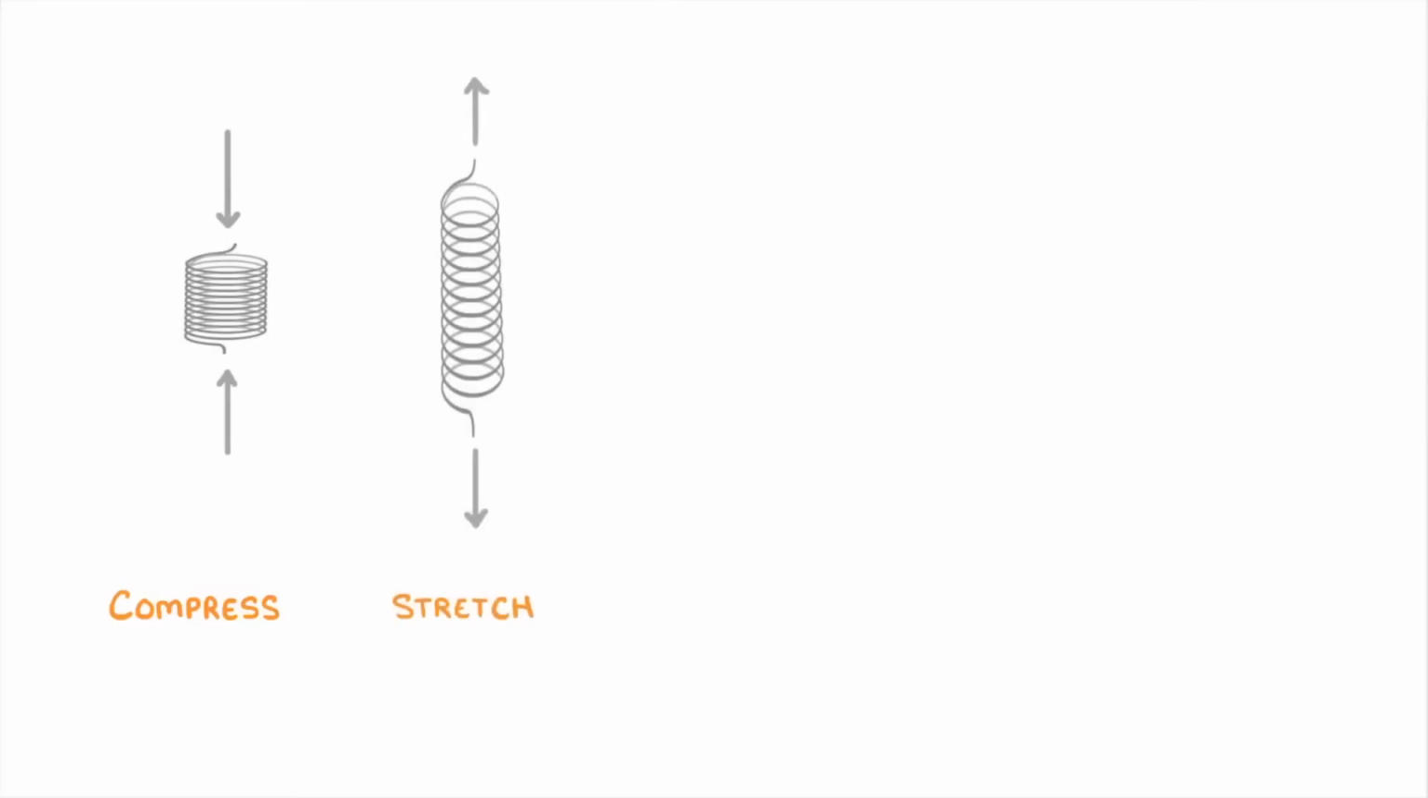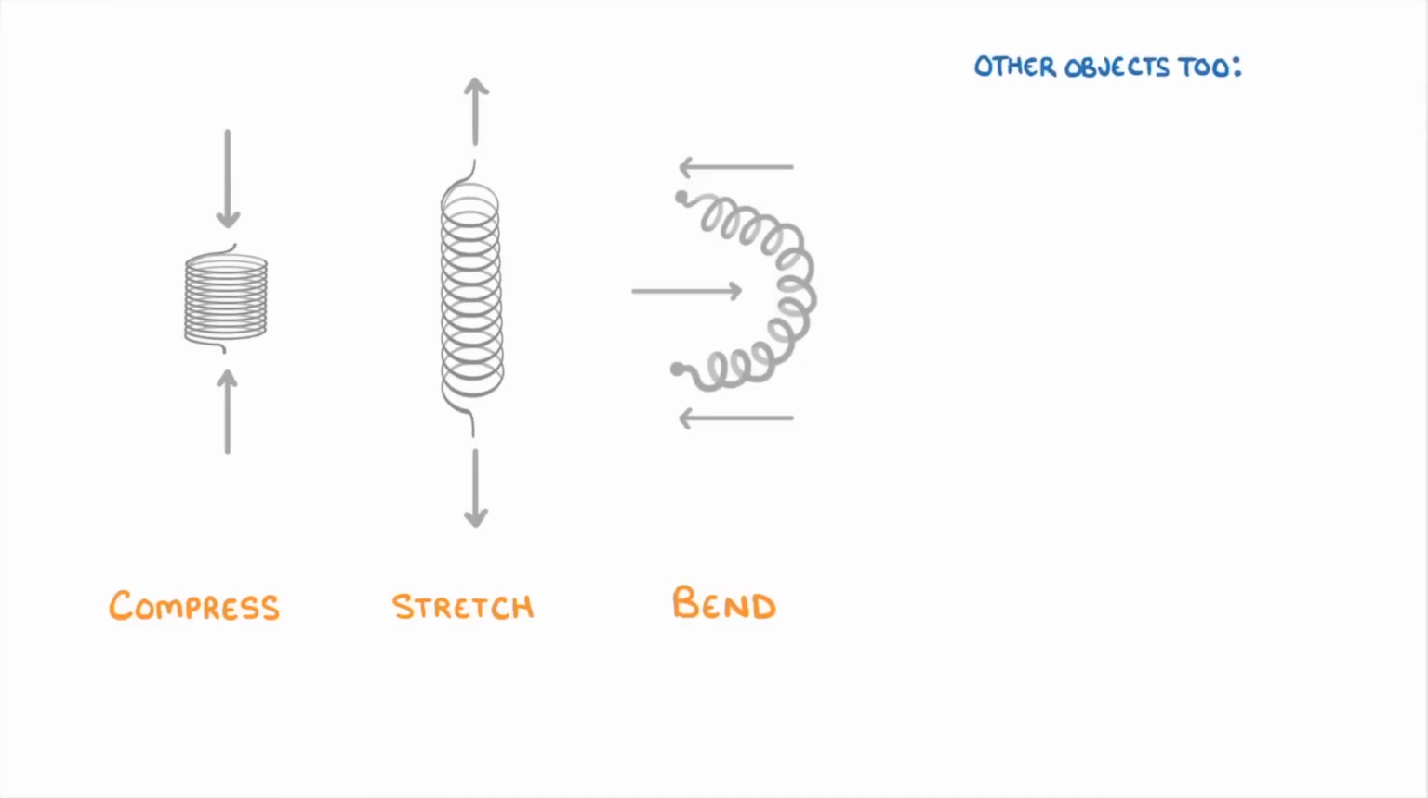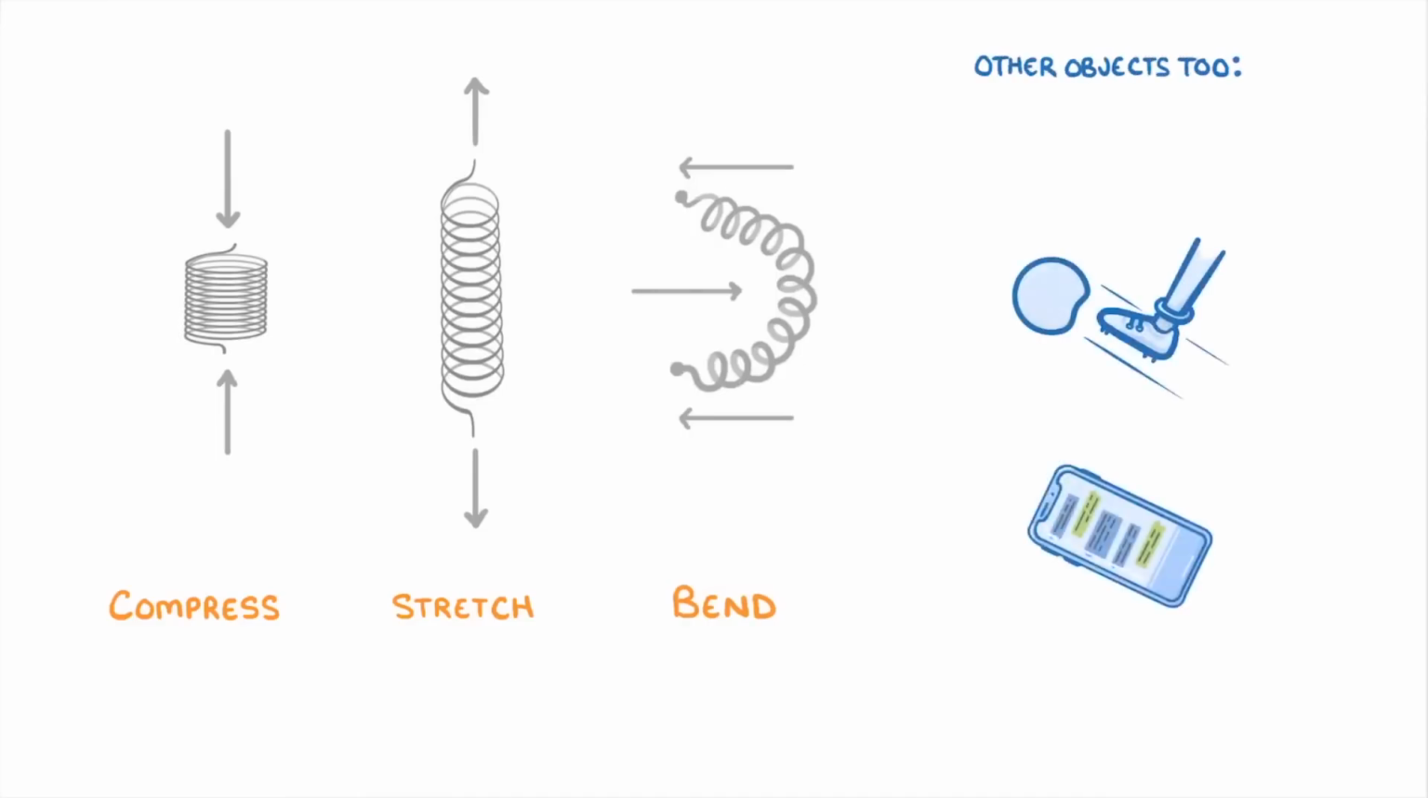When you apply a force to an object, you could cause it to compress, to stretch, or to bend. This is easiest to see with a spring, but the same concept applies to other objects too, like a ball or a phone. These objects are just less elastic, so it's harder to notice any kind of change in shape.